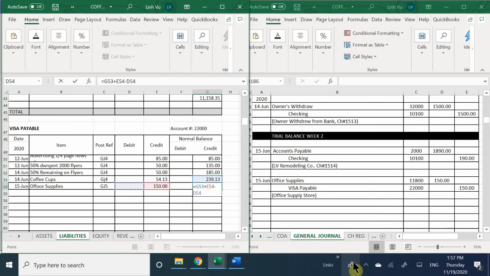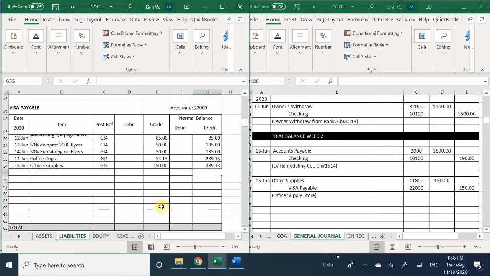Yeah, I did, and it keeps coming up with an error value, so I don't know what happened here. So retype in your 150 in this box right here. It might be that. You might have added maybe 2 decimal points. Oh, okay, I get you. Yes, now it calculated correctly. Okay, 389.13. All right, perfect. So office supplies, the Visa payable.